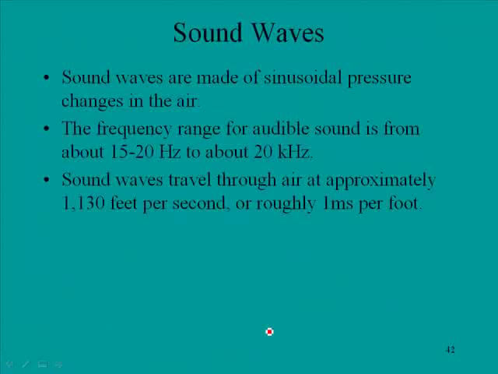Okay, sound waves. Sound waves are made of sinusoidal pressure changes in the air. The frequency range of audible sound is from 15 to 20 hertz to about 20 kHz. Down here is where some of us can hear that low, and some of us can feel it rather than hear it. And this would be the very high frequency. Sound waves travel through air at approximately 1130 feet per second, or roughly 1 millisecond per foot. Above 20 kHz, we begin to lose the ability to hear that sound.